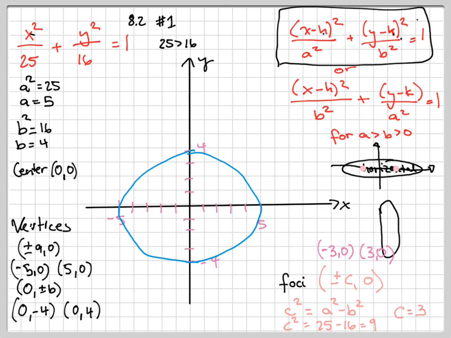Now you also have to find the domain and the range. The domain in this case would go from negative 5 to 5, and the range, your y value, so your lowest y value is negative 4 and it stops at positive 4. Here you go. That is your ellipse.